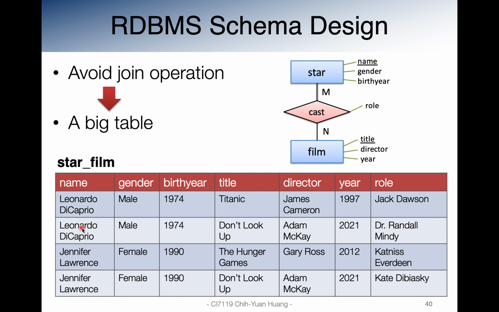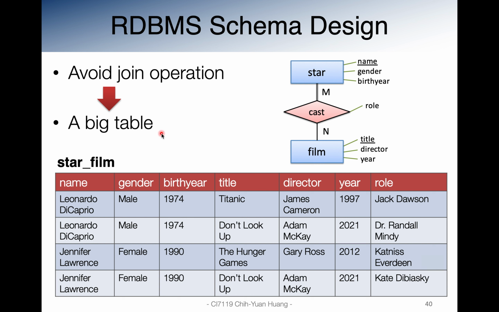Leonardo DiCaprio and also Jennifer Lawrence both are in the film Don't Look Up. So the title of the film, the director of the film, and also the year of the film will also repeat again and again. So that is the redundancy and duplicates that we will have if we choose to design the database schema as a big table.